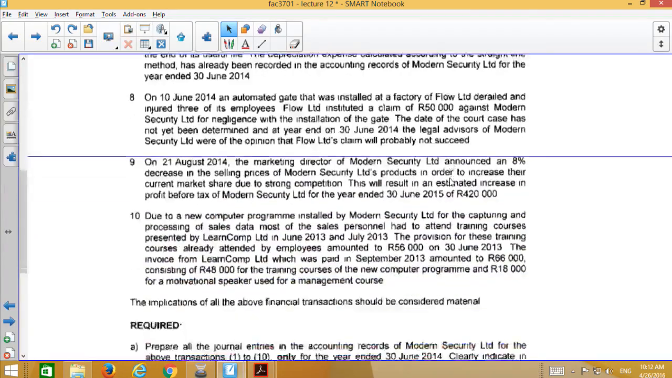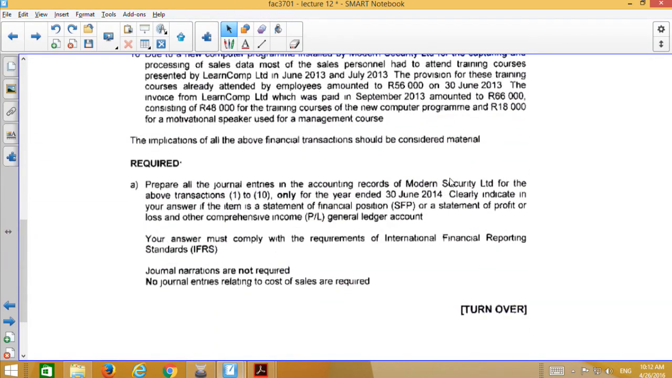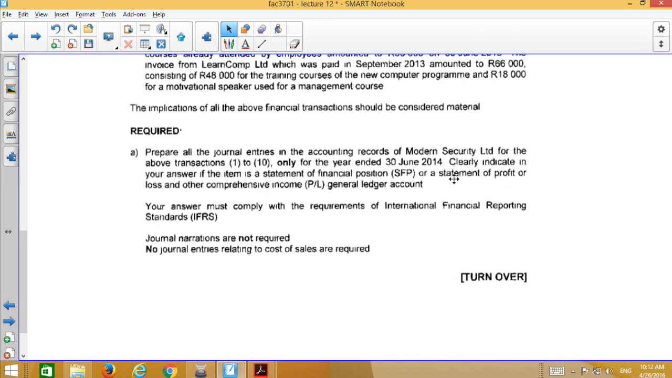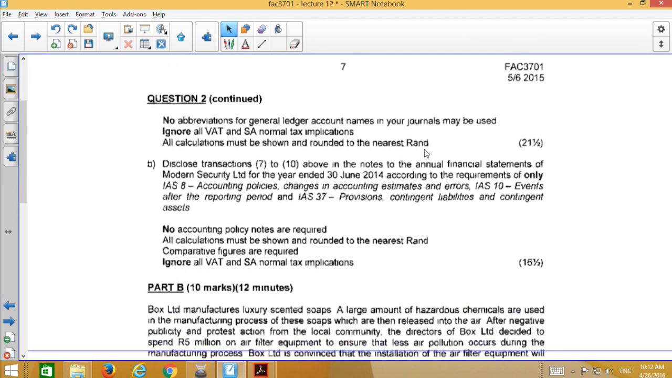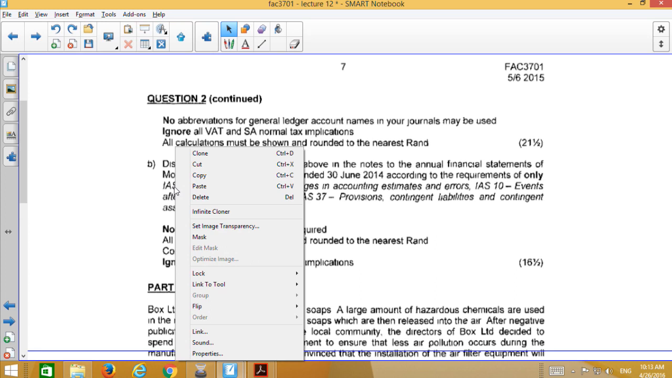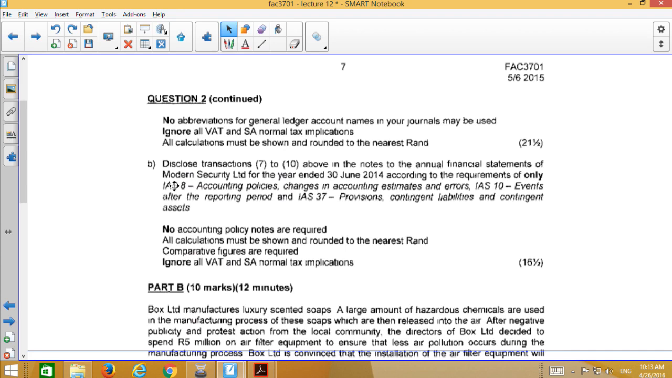Question two has two parts, part A and part B. Part A asks you to prepare all the journal entries for a number of transactions for 21 marks. So it's going to be your provision journals, your revenue journals, your change in estimate journals. Then part B asks you to disclose IAS 8. This is going to be a change in estimate, because question 1 already asked you for the error and the change in policy, so they won't ask you that twice. So this will be a change in estimate disclosure, which goes in the profit before tax note. And then there's disclosure for events after reporting, and disclosure for provisions and contingent liabilities.